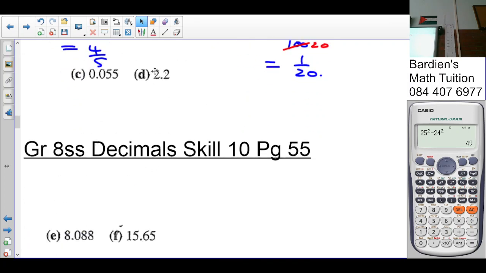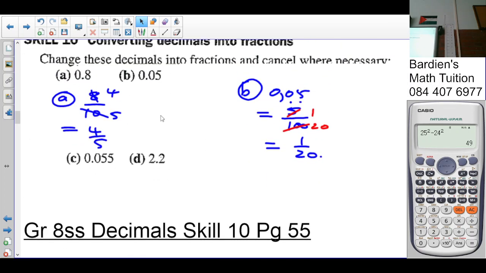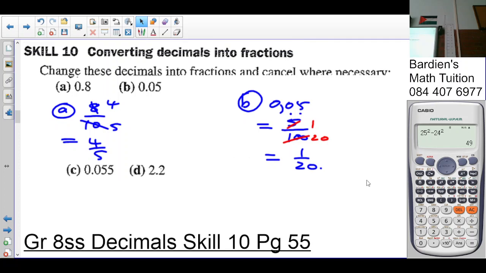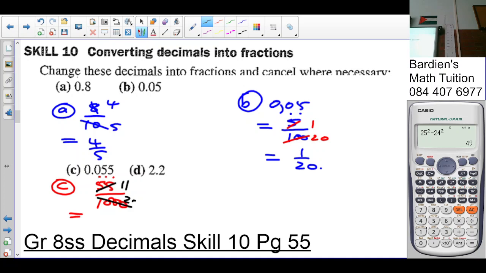Look at C. You've got 0,055, so it's going to be 55 over 1000, as it's 3 digits, so it's 3 zeros. 5 goes into 55 11 times, 5 goes into 1000 200 times. So it's going to be 11 over 200.